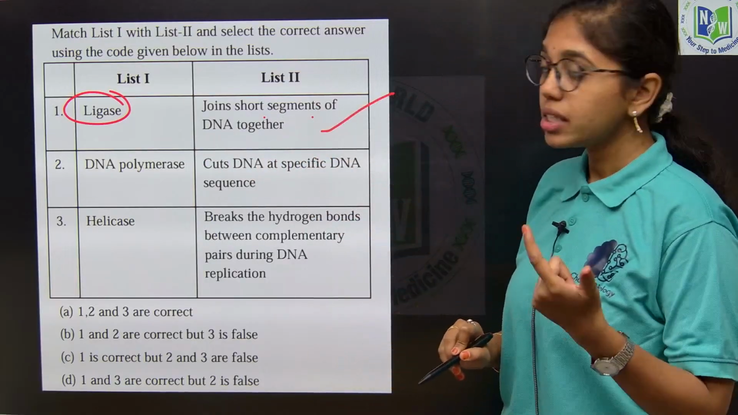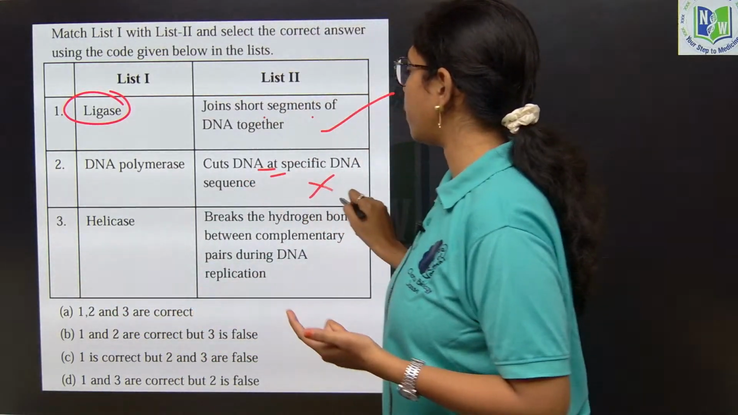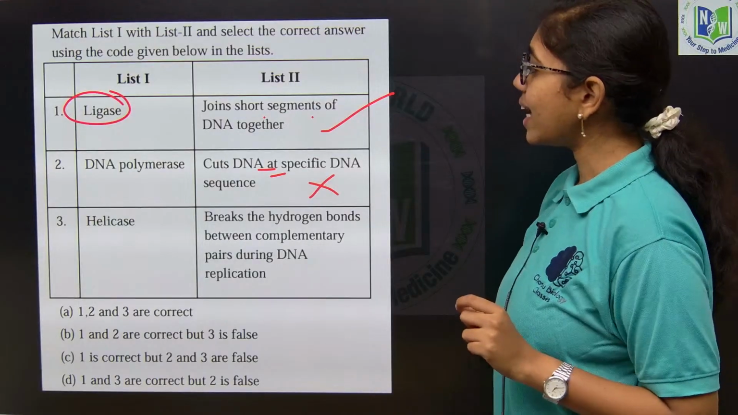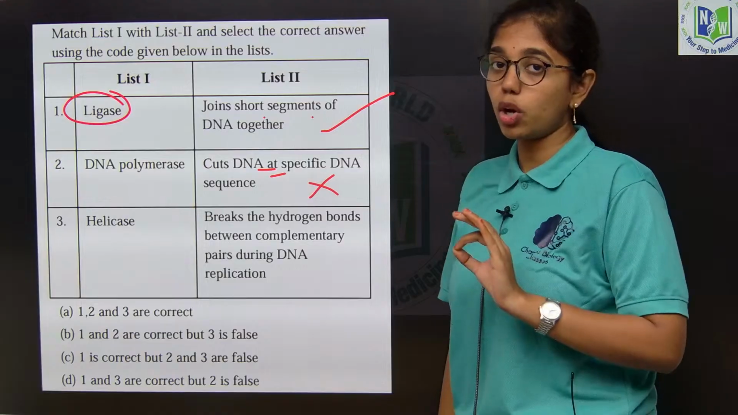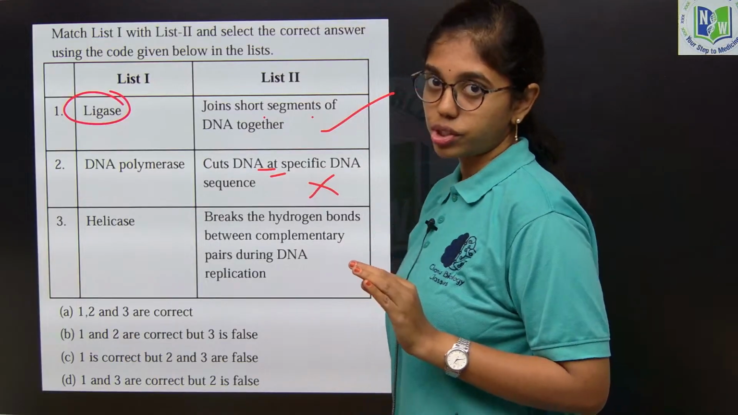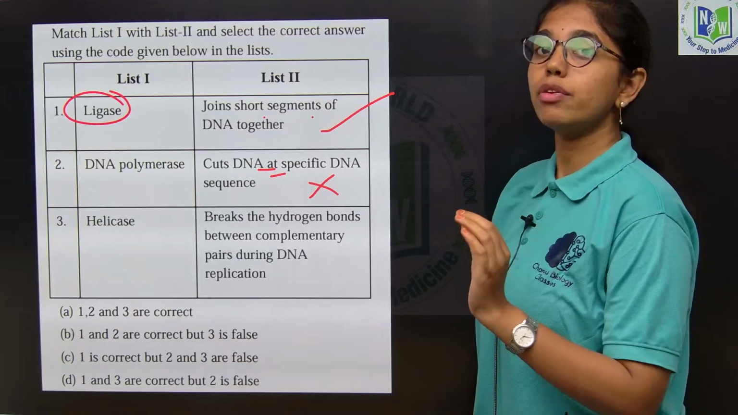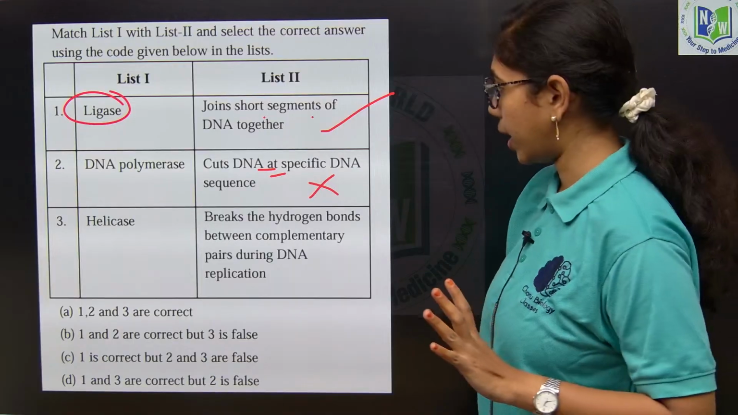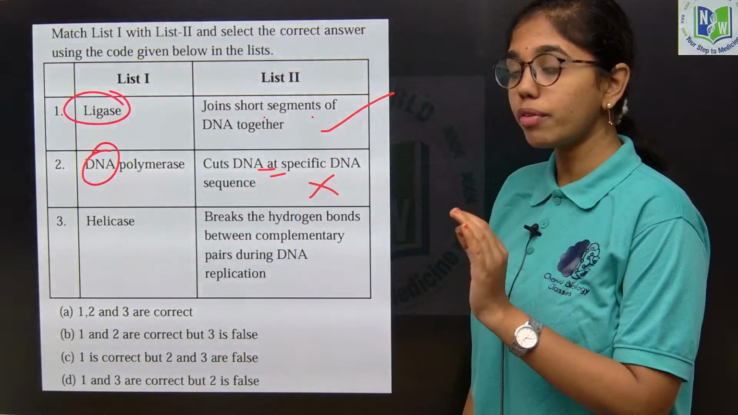This is correct. Second is DNA polymerase, it will not cut the DNA at specific DNA sequence. What is that enzyme which will cut the specific DNA sequence? DNA is cut at the specific locations by endonucleases, not by RNA polymerase. Sorry, DNA polymerase is keenly involved in the synthesis of new DNA strand.